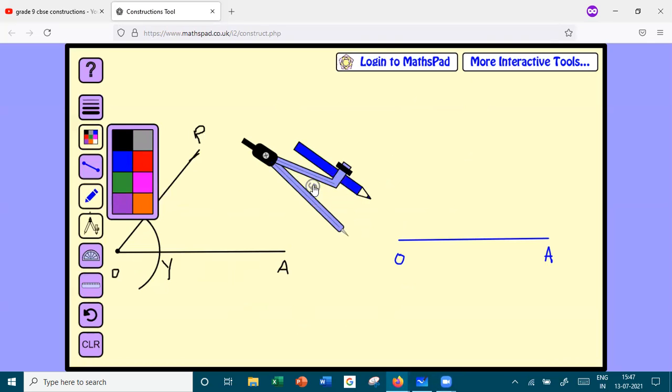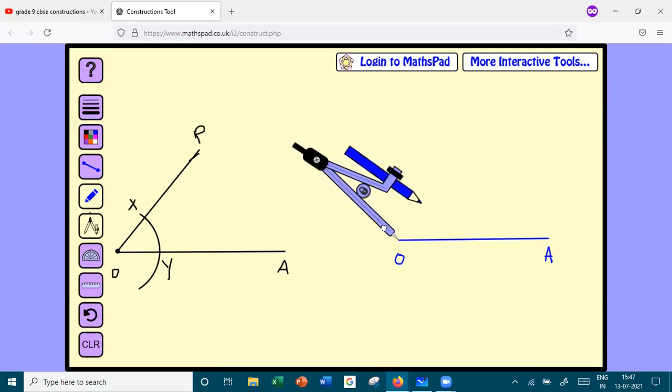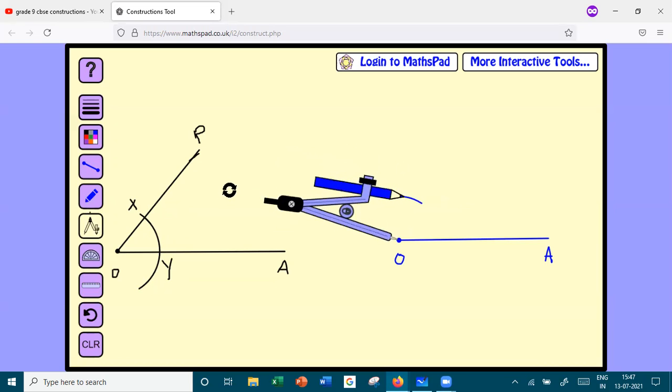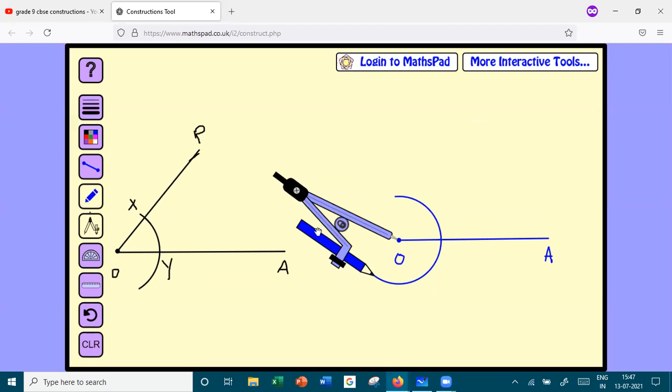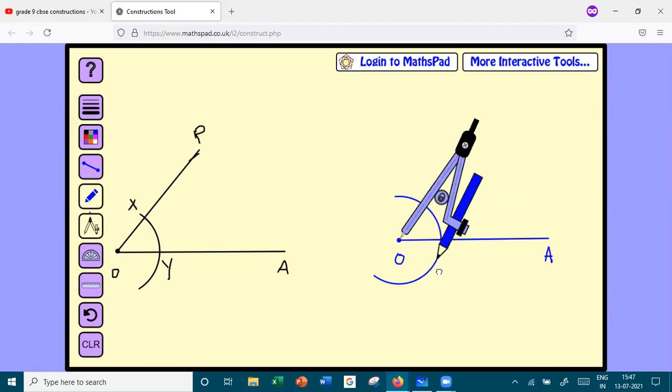Okay, coming back, we've kept the radius the same as we used for drawing this arc XY, right? So the radius is the same and I'm going to again keep it at O and I'm going to draw an arc, right?